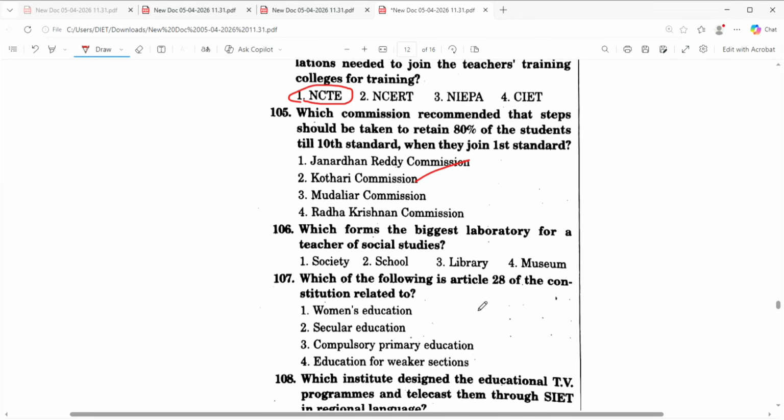Which forms the biggest laboratory for teachers of social studies? Society, school, library, or museum. And the answer is society itself, nothing but social studies.